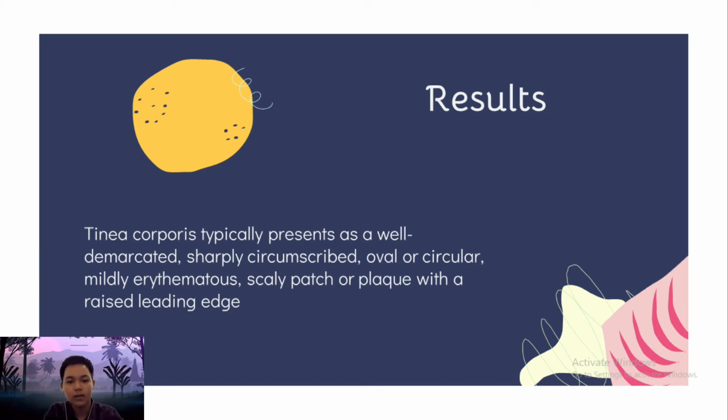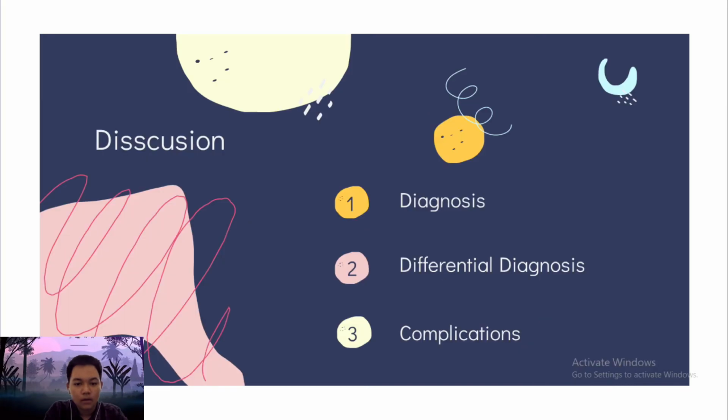Systemic antifungal treatment is indicated if the lesion is multiple, extensive, deep, recurrent, chronic, or unresponsive to topical antifungal treatment, or if the patient is immunodeficient. Next, there are three topics that I will discuss in the presentation. First, diagnosis, second, differential diagnosis, and the last, complication.